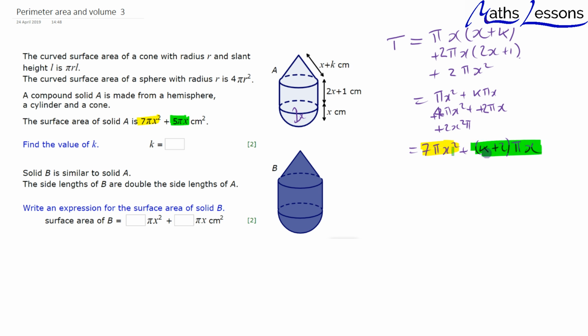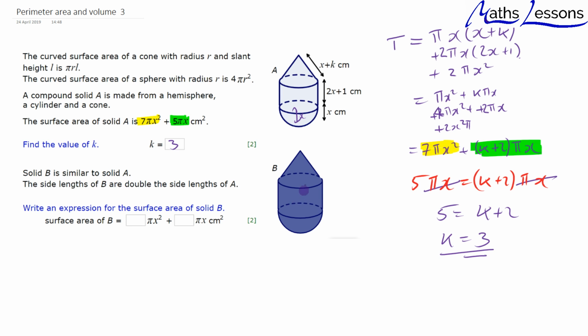This is how many x's I've got. This is how many x's I've got. They must be the same. So 5 pi x must equal k plus 2 pi x. And straight away we can cancel out the pi and the x. Pi on this side and pi on this side. Divide both sides by pi, divide both sides by x. They cancel. That leaves me 5 is equal to k plus 2. So therefore k will equal 3.